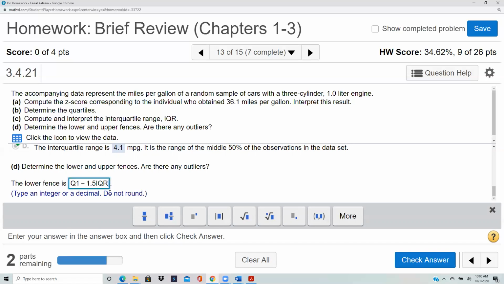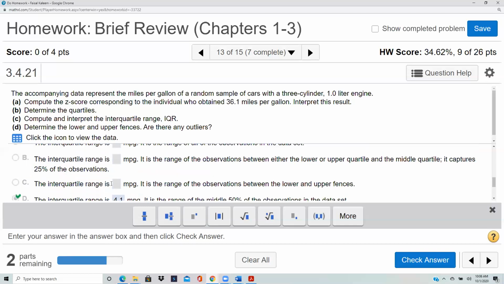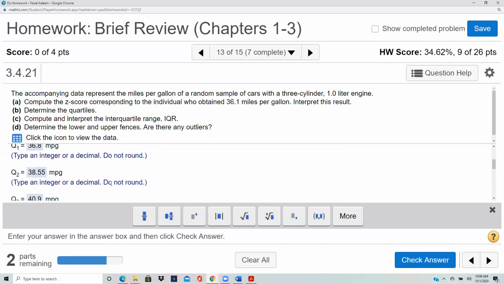So when you open the software screen, there's that big column on the left. So open the software. So maybe I should do it from my end. But I don't want to leave this problem. So for now, let's finish the problem and then we'll come to it. Okay. So Q1 minus 1.5 IQR. So what do I get? IQR is 4.1 and Q1 is 36.8.